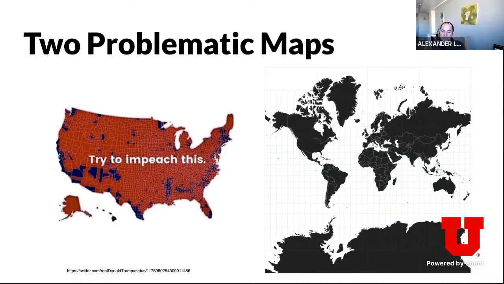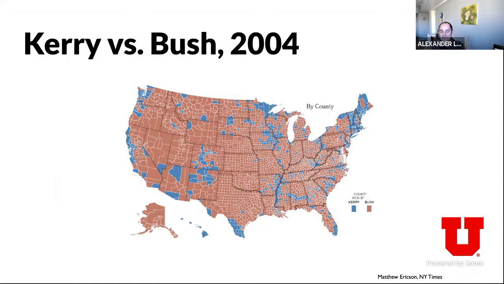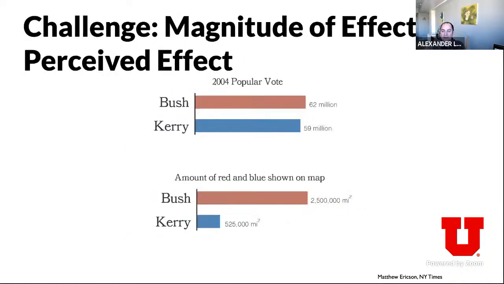And so we'll talk about these kinds of things today. Just to give you an example, somebody has gone through the effort to take a map like this, Kerry versus Bush. As we all know, this was a very close election that Bush eventually won. But this map looks like Bush really dominated. In practice, if you look at the vote, Bush won by 3 million in the popular vote, whereas the area, the red and blue shown on the map, is very disproportional.